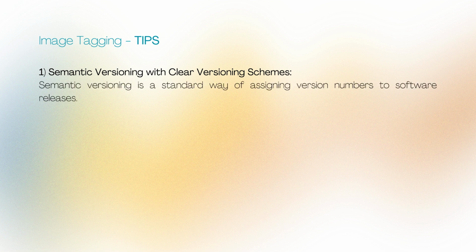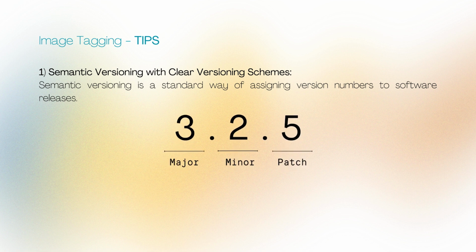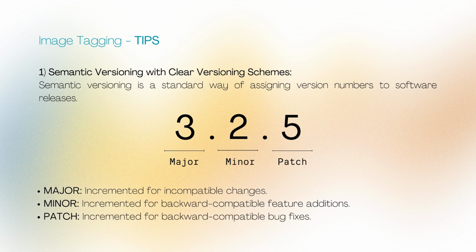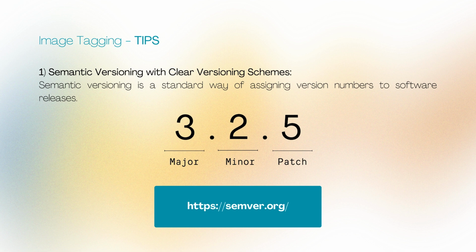First example, we'll talk about semantic versioning with clear versioning schemes. Semantic versioning is a standard way of assigning version numbers to software releases. It follows the format of major, minor, patch. Adhering to semantic versioning helps convey the significance of changes and ensures compatibility. For more information, please visit this website.